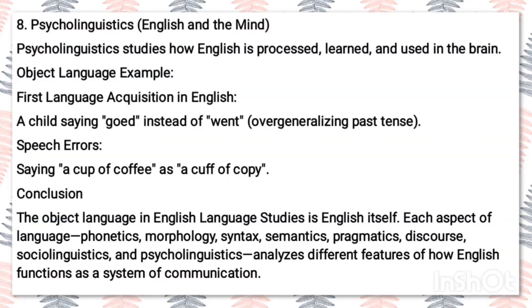Next one is psycholinguistics, that means English and the mind. Psycholinguists focus on how the human brain processes, learns and uses language. For example, first language acquisition. When children learn English, they may make errors like goed instead of went, which is an overgeneralization of the past tense rule. Next one is speech errors.